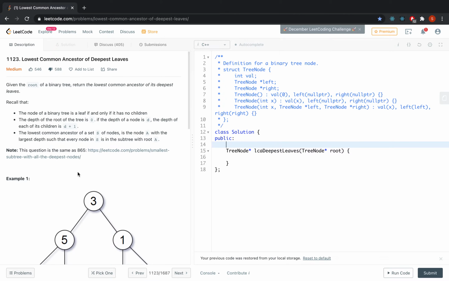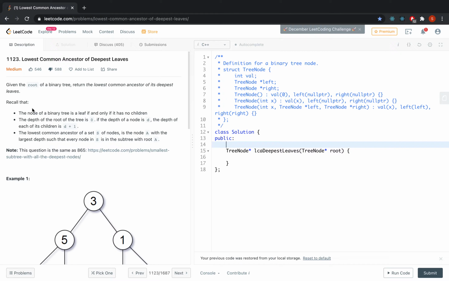Today we're going to be doing this Leetcode problem called the lowest common ancestor of the deepest leaves. Now this is a very interesting question, and I had fun solving it, so we're going to do it together. So it says, given the root of a binary tree, return the lowest common ancestor of its deepest leaves. And then you're given some recall information here that can help you to understand the question further.